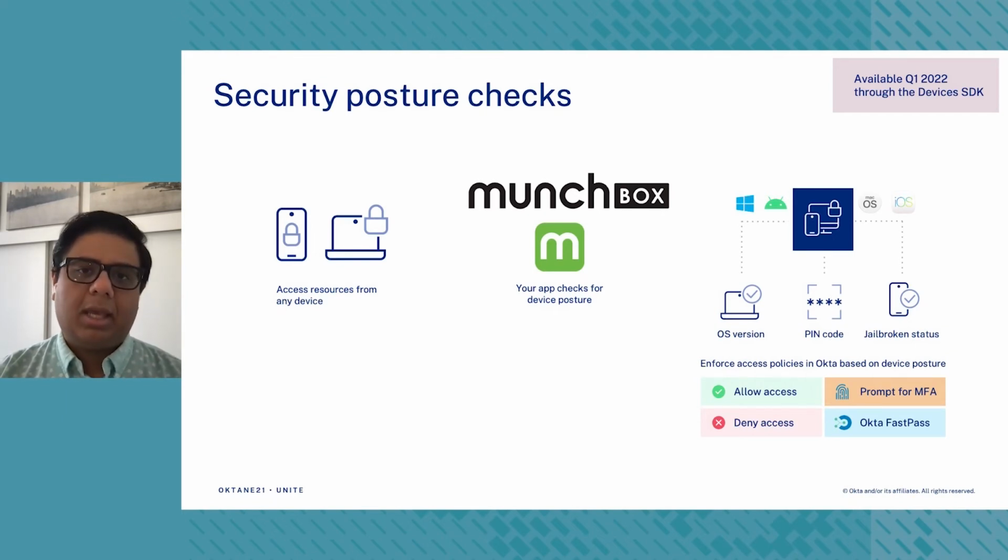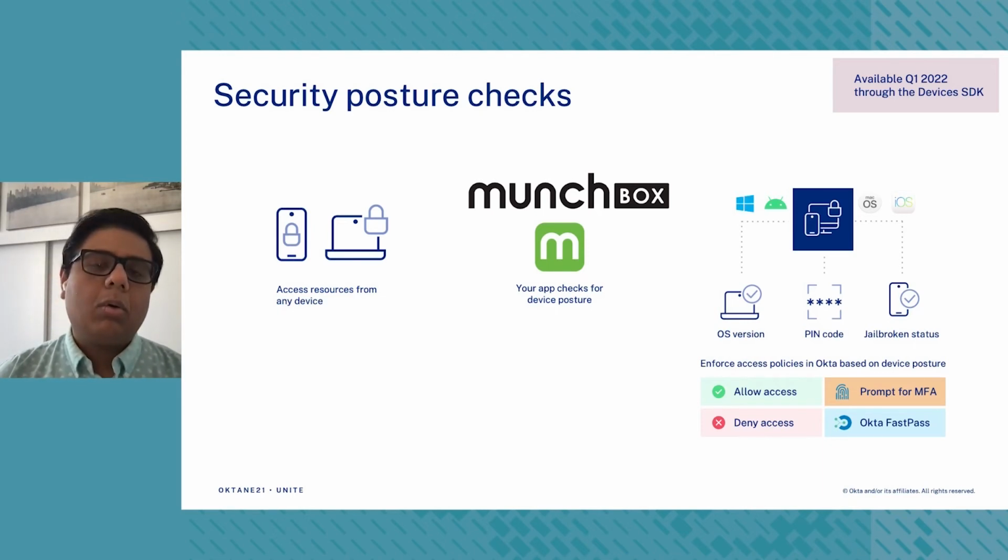With the Okta Devices SDK, you're able to collect this type of security posture information directly from the application that has the Devices SDK embedded in it. And as a result, as an IT admin, you're able to make these types of decisions and restrict access on certain devices that may not meet the minimum security standards required by your application or your organization. In addition, you can also decide whether a user needs to provide additional factors or whether a user should be denied outright based on the security status of the device that they're trying to access a resource on.